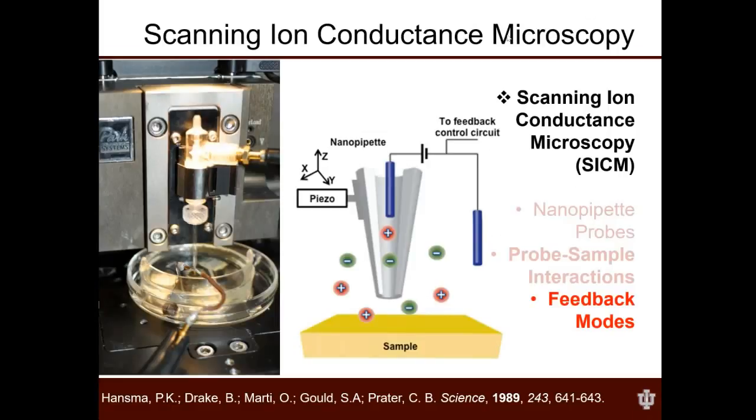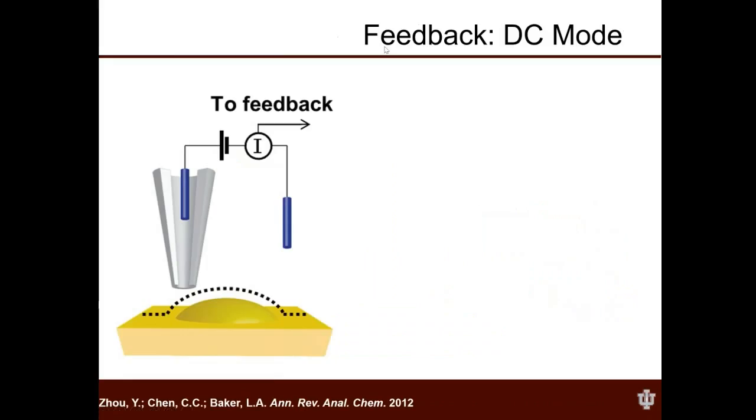Okay, so with that in mind, we understand the nanopipette probes, how those probes interact with the sample, and what leads to the feedback mechanism. Let's talk about the different feedback modes that exist. There are typically three classes of feedback modes that are used. There's straight, or what we call DC feedback mode. We call it DC because it's direct current measurement. The pipette approaches a surface and is translated in the XY position, where we keep a constant separation or a constant gap between the pipette and the surface.